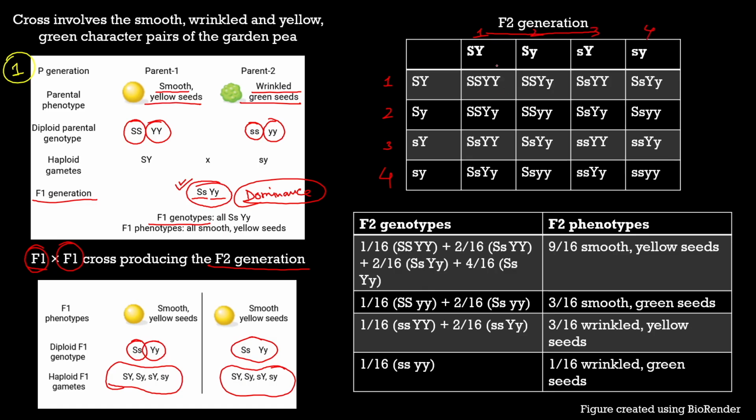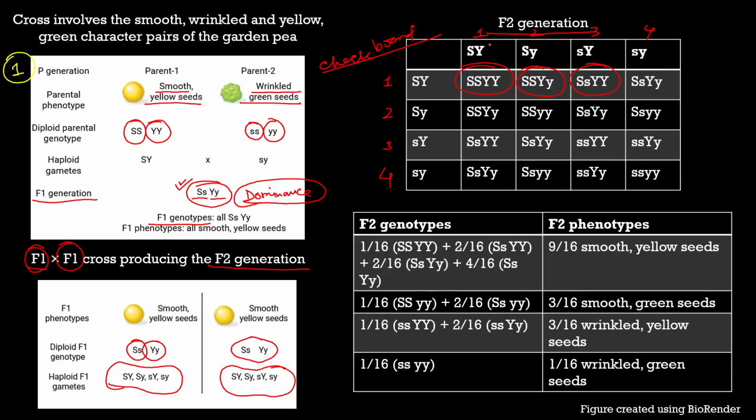And when these 4 gametes come together, for example, if 1 comes together with 1, you are going to produce this particular genotype. When 1 and 2 come together, you are going to produce this particular genotype. When 1 and 3 come together, you are going to produce this. So this analysis is called the checkerboard analysis, where you put the genotypes on one side and the genotypes on the second side, and then you make a checkerboard.